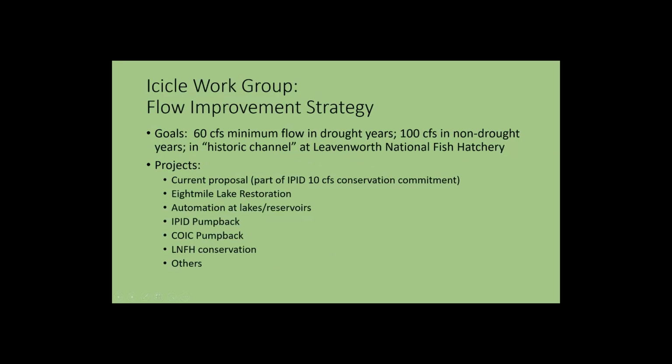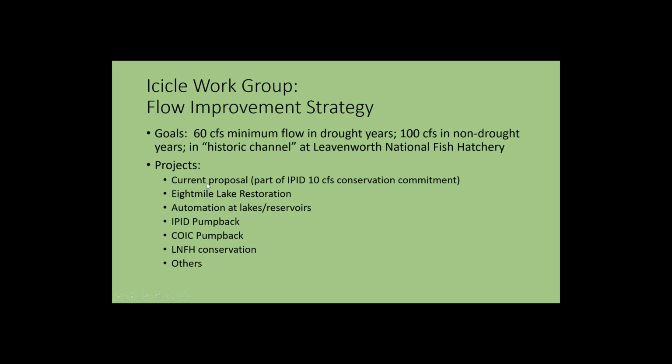In terms of future opportunities in Icicle Creek and how this project is nested within the overall improvement in Icicle Creek, the goal of the work group is to have 60 CFS minimum flow during drought years and 100 CFS in non-drought years in that historic channel. So in that photo where it's dry, in a drought year like 2015, our goal is that there be 60 CFS there. I think for Tracy, this answers the question you had about the 10 CFS.